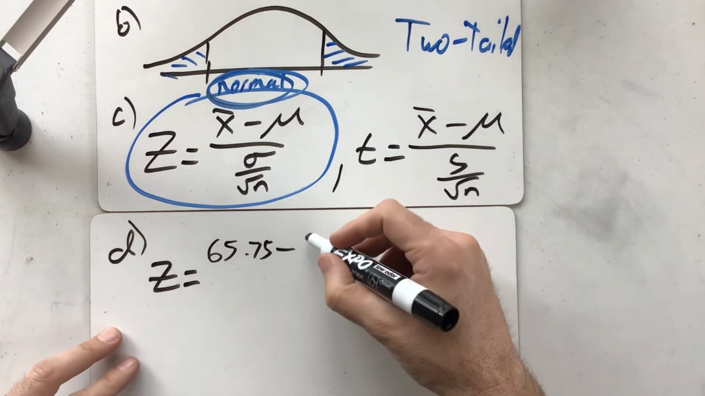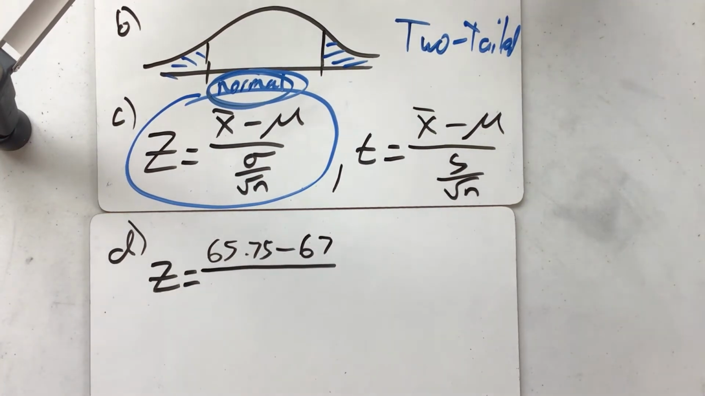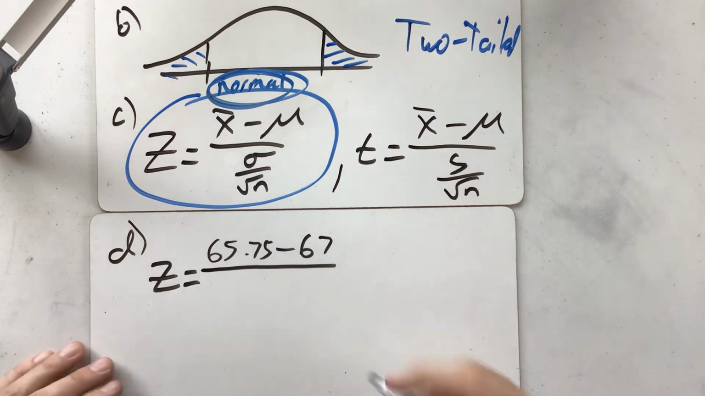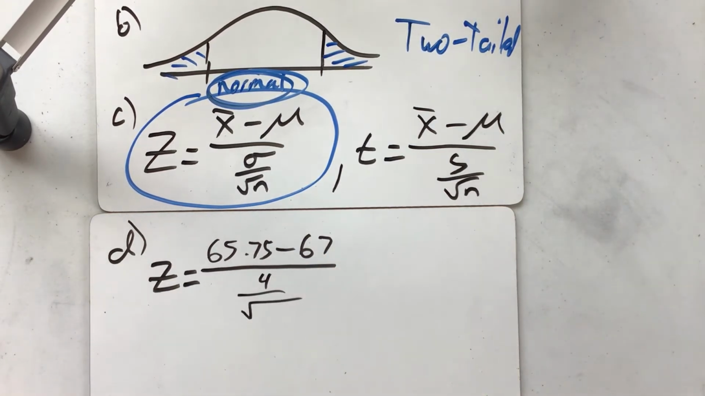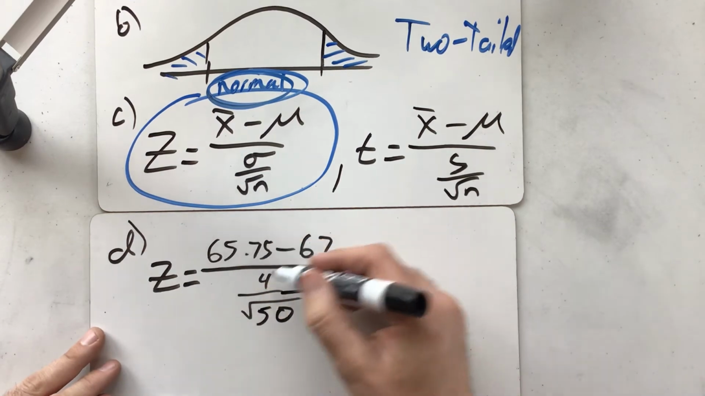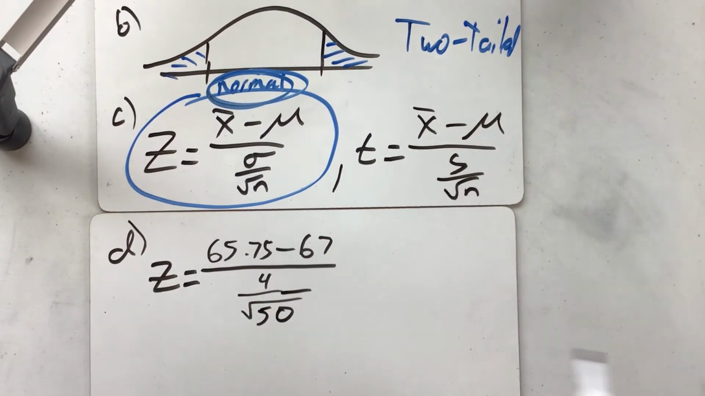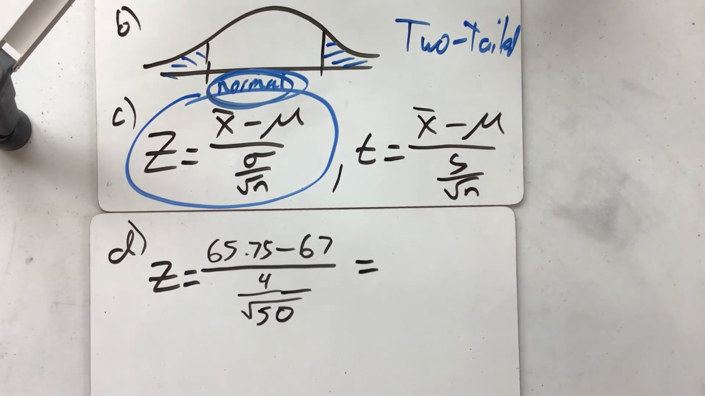minus the speed for all of Texas, and we know the speed for all of Texas is 67. Then we divide that by sigma, which is 4, divided by the square root of n. And n is 50, because that's how many drivers we have. So you put your numbers in just like this, and hopefully that's what you get for the result. Now we're going to plug this into our calculator and get our result.